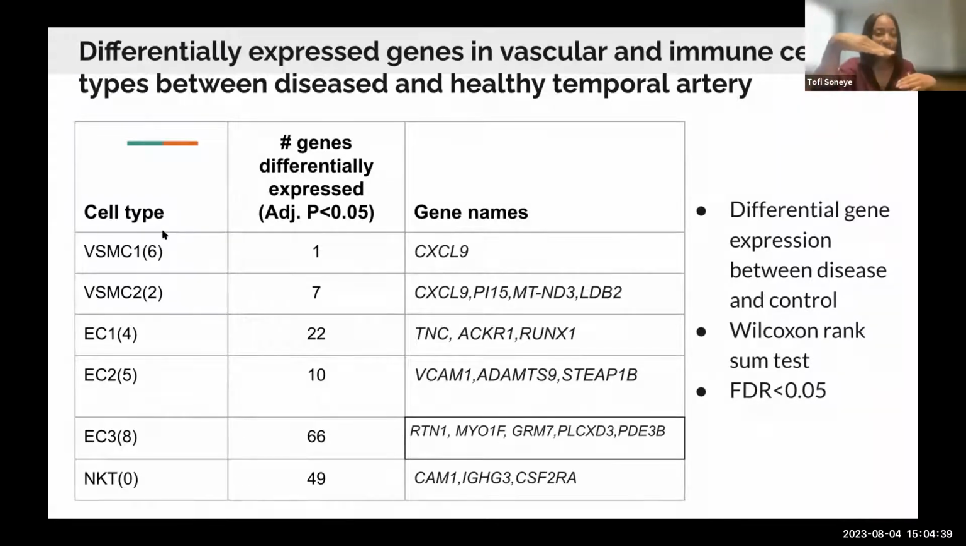5 of these were the vascular cell types. And then I picked the NKT, which is an immune cell. It was to serve as more of a control or a test, which would help us see how accurate our results were. So here is just a table showing the cell types and the number of genes we found to be significantly differentially expressed, with some of the gene names.